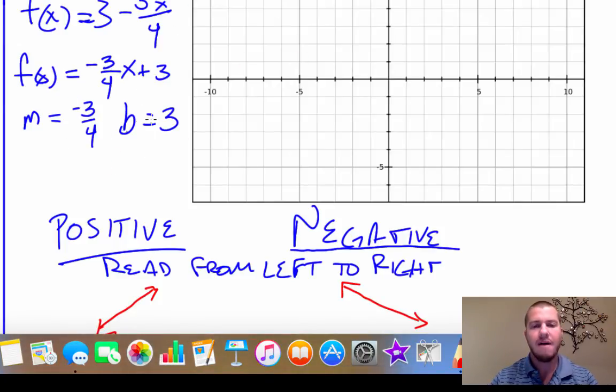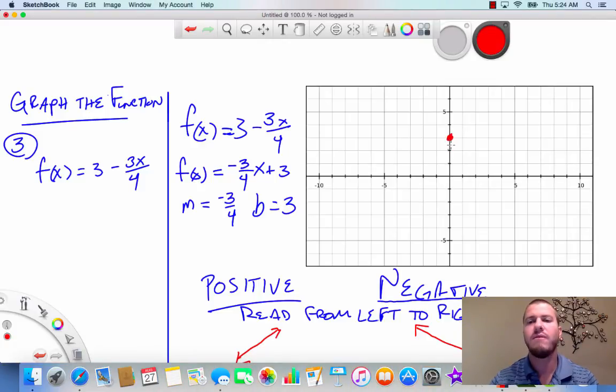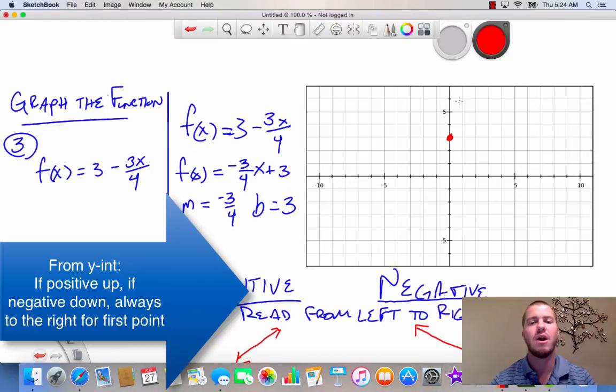So what I need to do first is graph the y-intercept, and that's going to be at +3. And then from that point, I'm going to use the slope. My trick to make sure you get the slope correct is if it's positive, rise up. If it's negative, rise down. And that way, always run to the right for that first point. So since this is a negative, I'm going to rise down 1, 2, 3, and run to the right 1, 2, 3, 4.